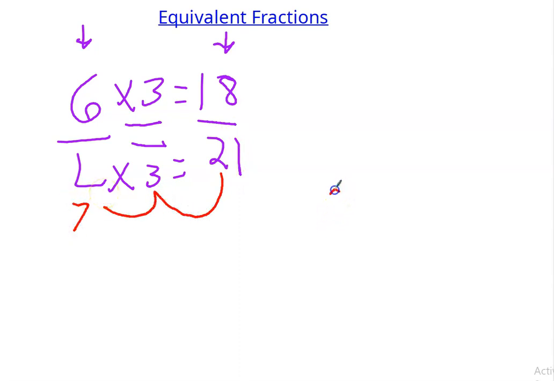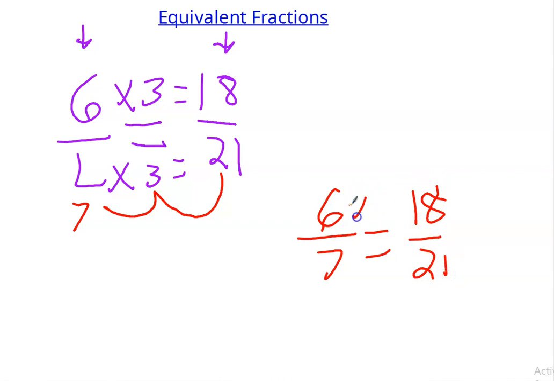Now I'll do my check. 6 over 7 equals 18 over 21. 6 times 3 is 18. Yes, 7 times 3 is 21. So yes, L equals 7.